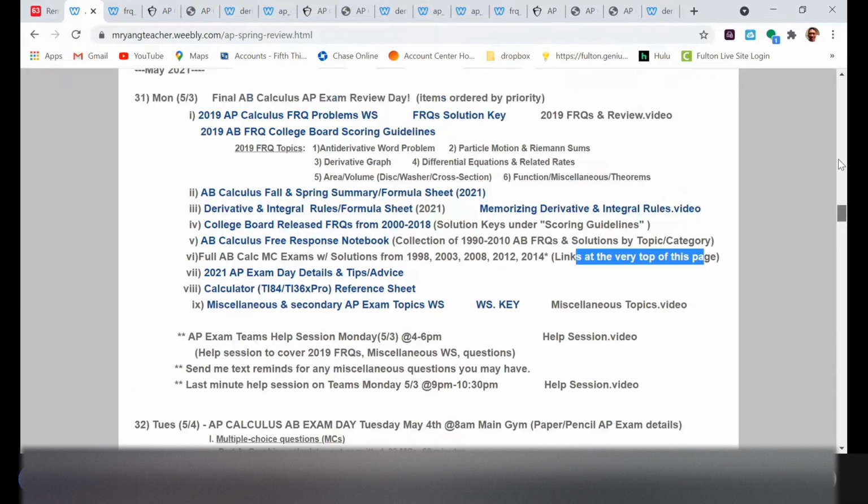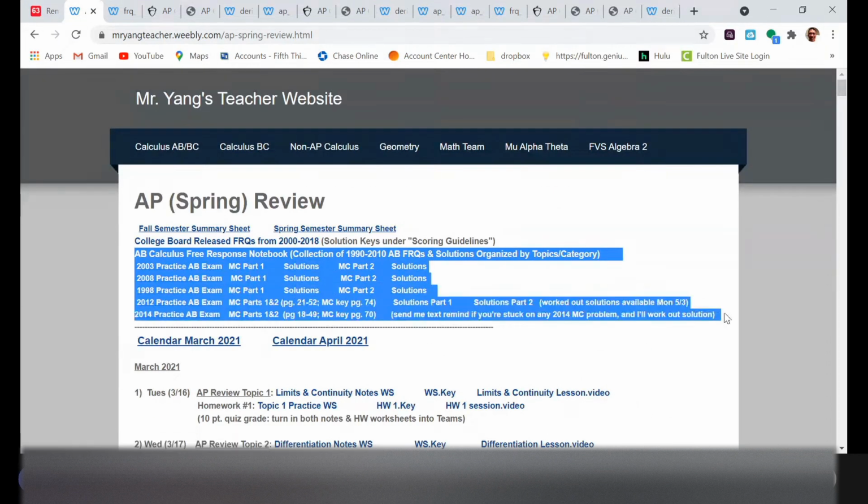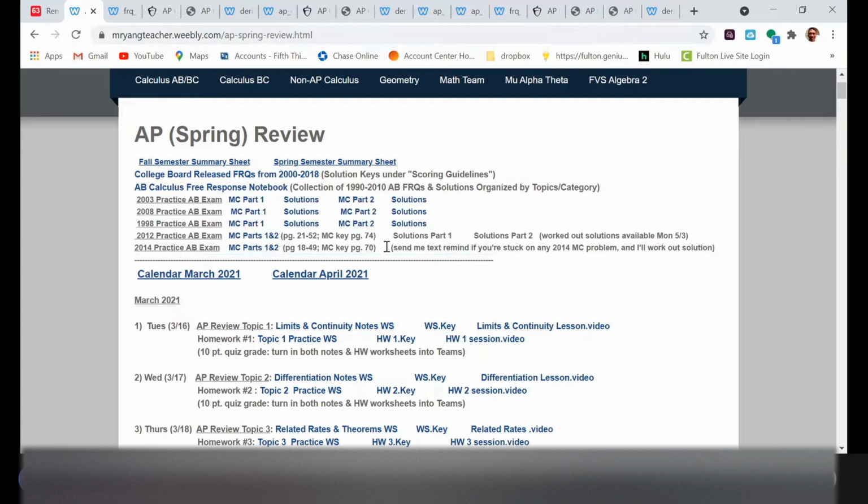So if you go to the very top of the page, you're going to see the collection of the multiple choice tests along with full solutions. Now the 2012, 2014, 2012, I'm still working on the solutions. I will post that up later this afternoon. The 2014 one, I just had time to work through the more challenging ones, so I'll post that up.